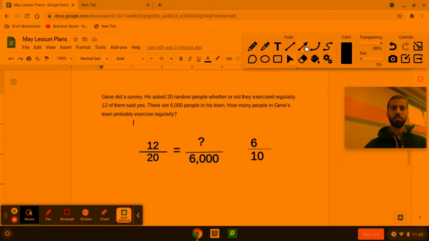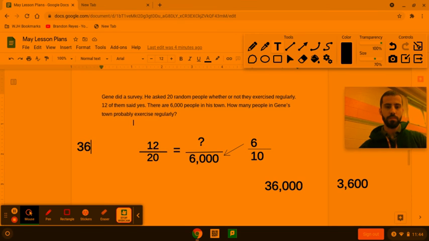And then the cross multiply and divide, we're going 6 times 6,000. That makes 36,000. And then after we've cross multiplied, then we divide by the 10 to make 3,600. And then we kind of do a reality check.